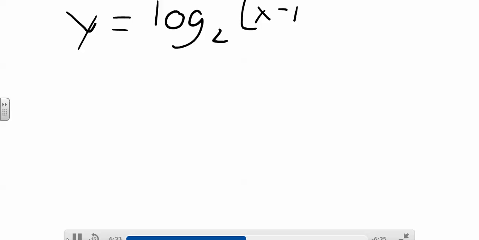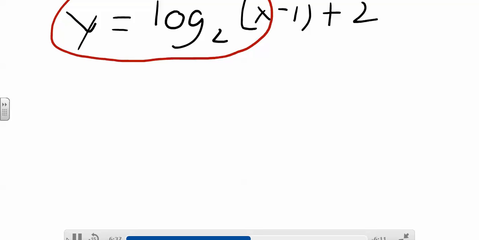All right, so what if we want to graph y equals log base 2 of x minus 1 plus 2? What I want to do here is just look at the parent function, y equals log base 2 of x. You can ignore the minus 1 and plus 2 for just a moment.